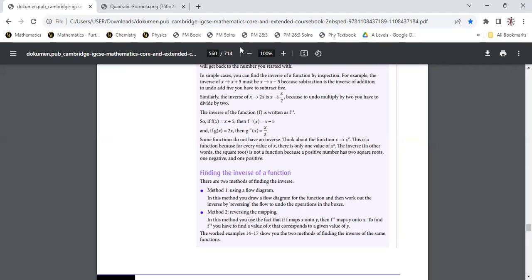So think of it as a machine. I will just draw something close to a machine. So let's say x here, and then you transfer it through a machine, plus 5. So how will we reverse this process? X minus 5.